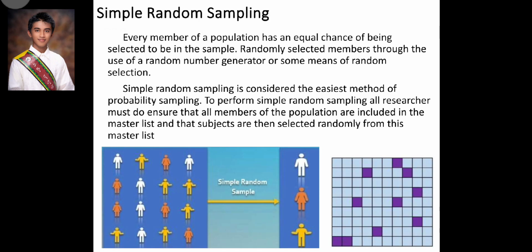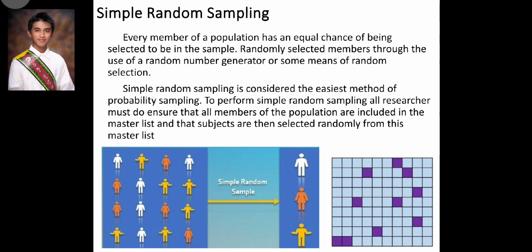In research, it is very important to get our sample in a population. The easiest or the simplest sampling method is the simple random sampling. Every member of the population has an equal chance of being selected to be in the sample, randomly selected through the use of a random number generator or some means of random selection. Simple random sampling is considered to be the easiest method of probability sampling.